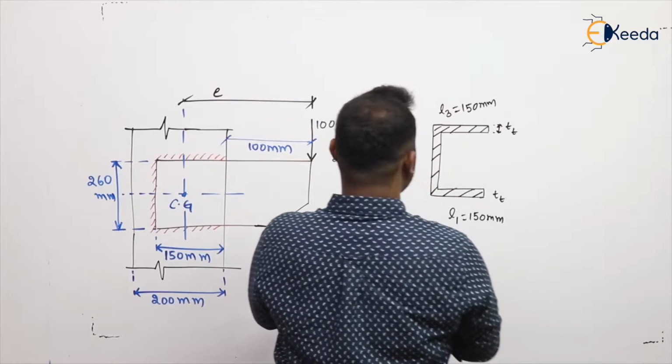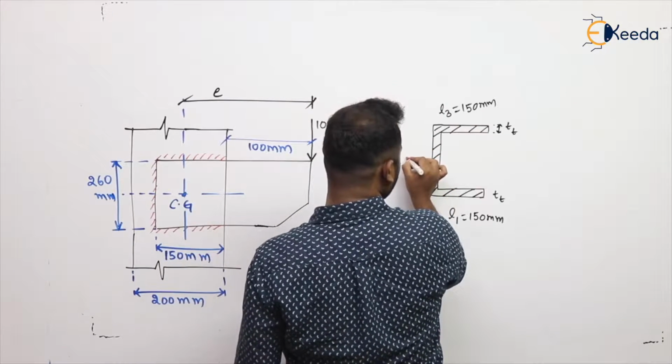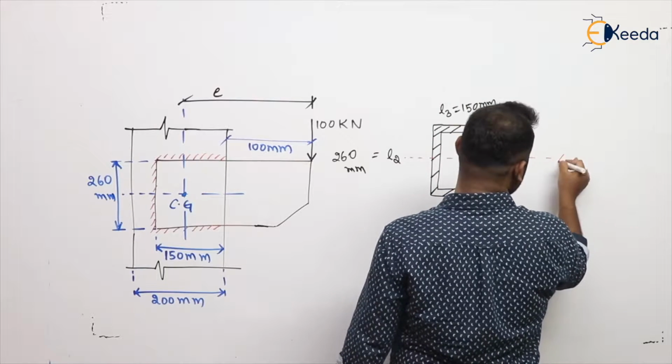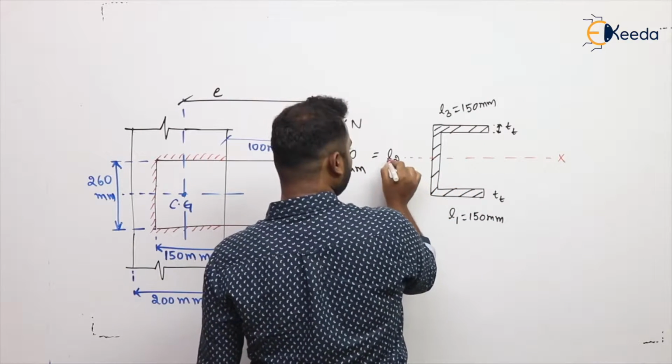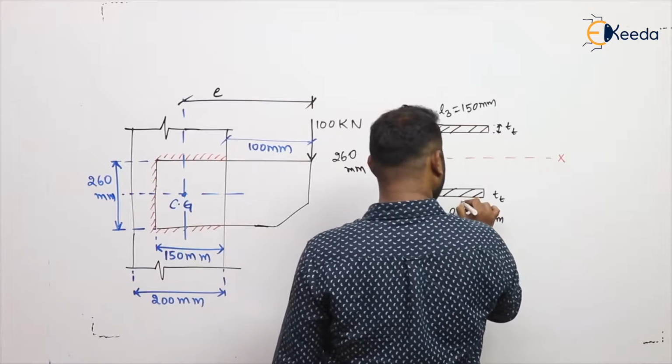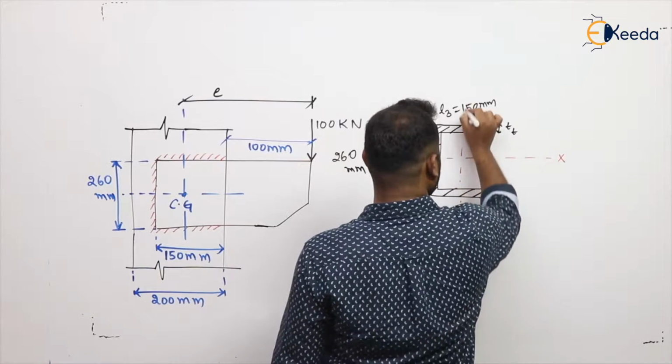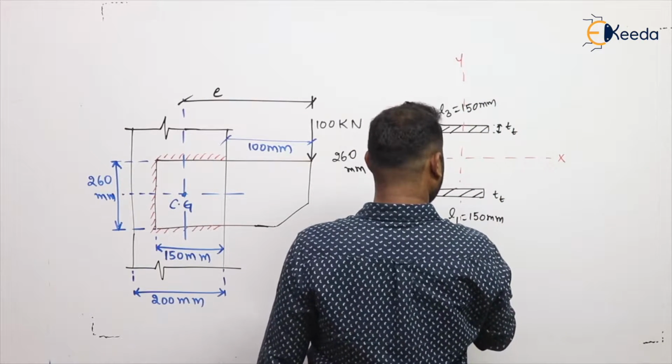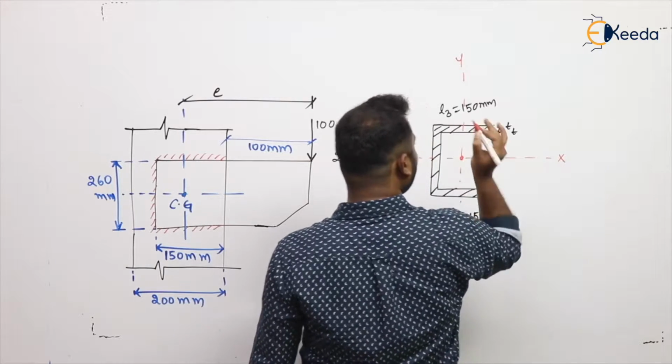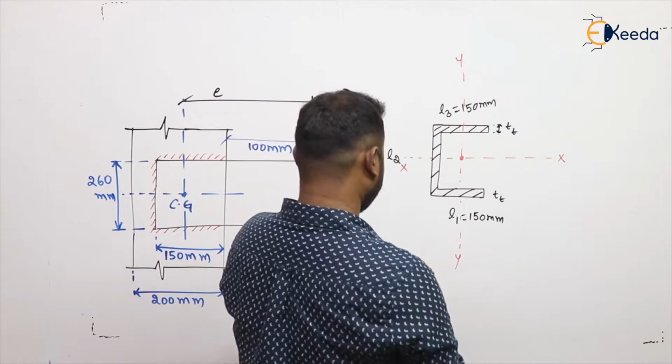Here again I'm going to show the axes of this fillet weld. So this is one axis, let us consider it as XX. And this is another axis, let us consider it as YY. Clear? Here is where the CG lies.